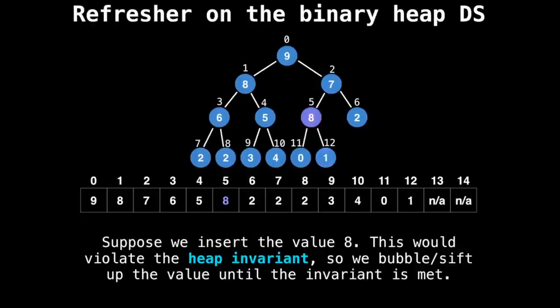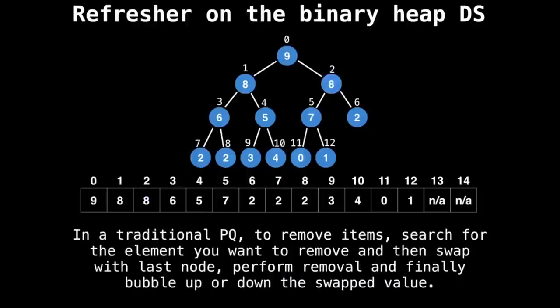So swap nodes 5 and 12. The heap invariant is still not satisfied, so swap again. Swap nodes 2 and 5, and now the tree is balanced. Now let's review how removals are done.